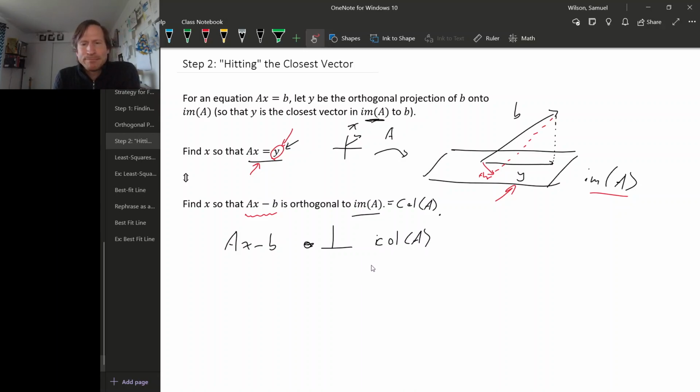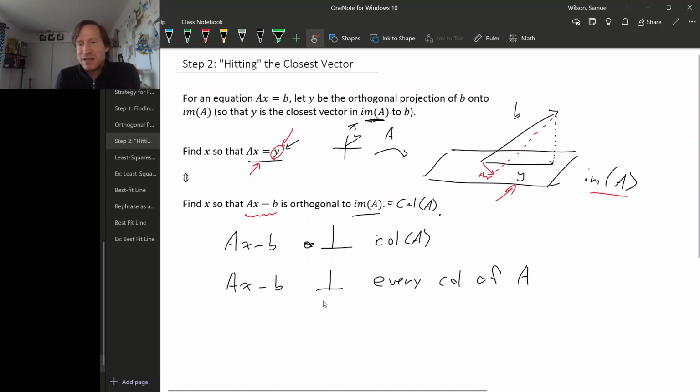But another way to say this is that we want Ax minus b to be perpendicular to every column of A. Right? The column space of A is the span of the columns, so the columns are a spanning set for it. Well, if we can arrange for Ax minus b to be perpendicular to every column, then it's definitely perpendicular to the entire column space, the span of the columns. Okay, well, how can we detect if Ax minus b is perpendicular to a column? So, how do you detect if things are perpendicular?